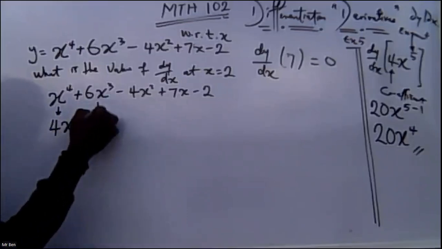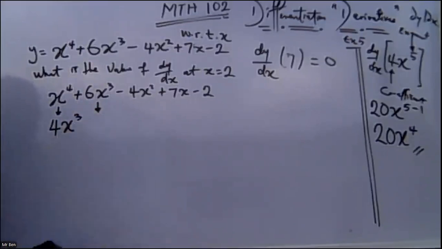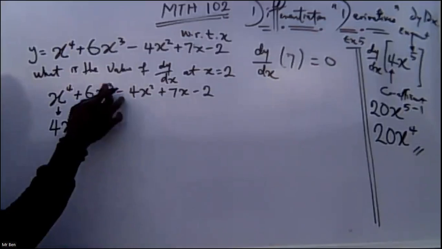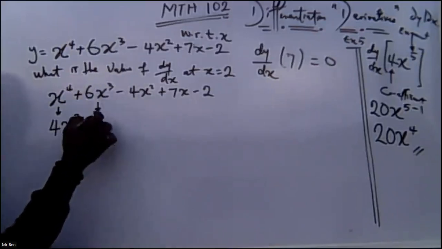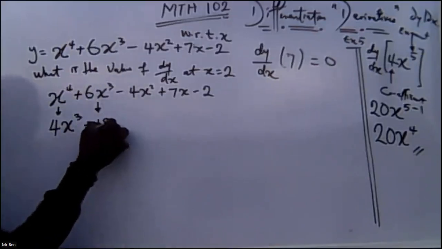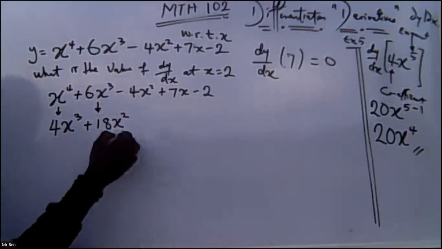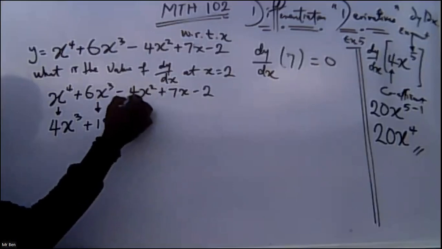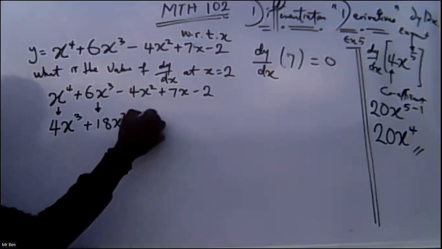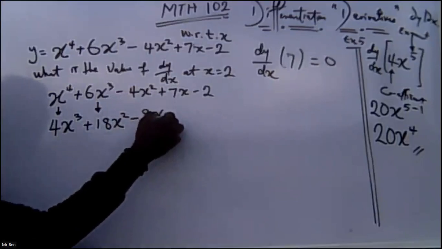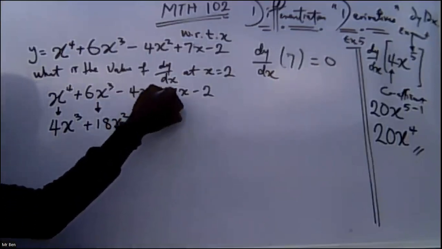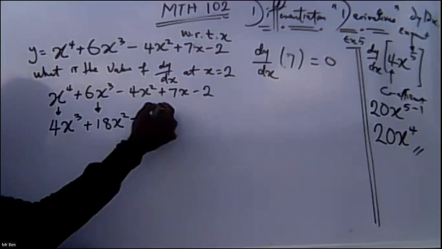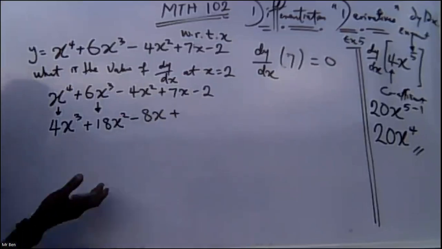Yes, sir. Now let's differentiate this part as well. That will give us 3 times 6, which is 18x raised to power 2. Let's differentiate this part. 4 times 2 will give us minus 8x, since 2 minus 1 is 1, so we don't need to write the 1 here.